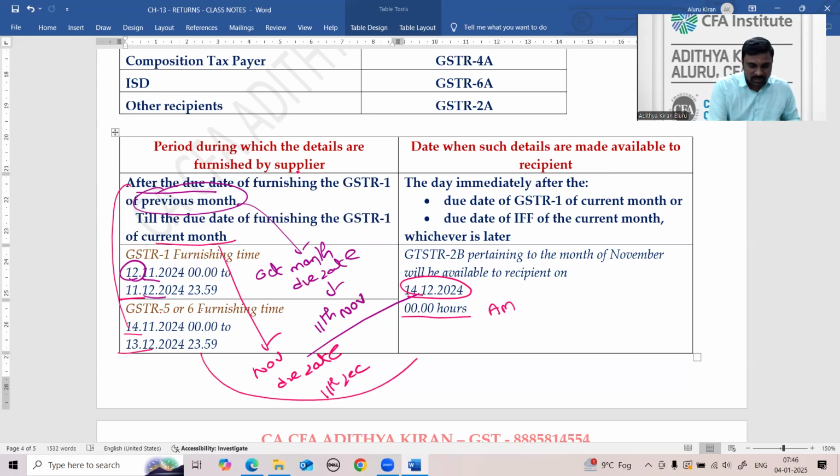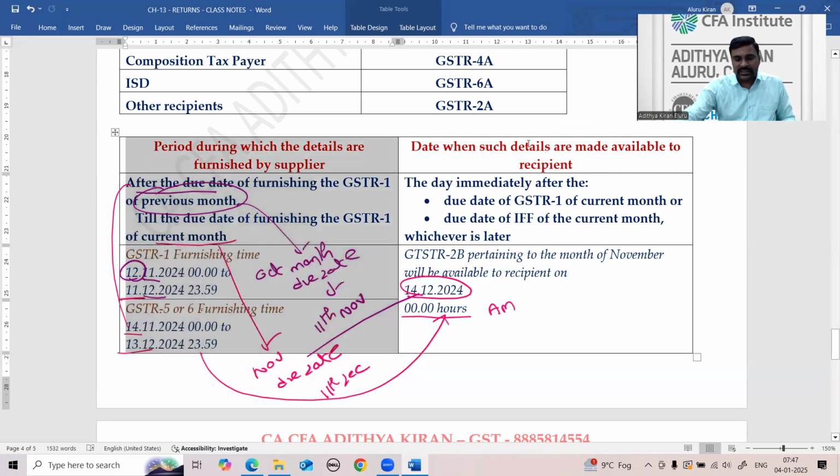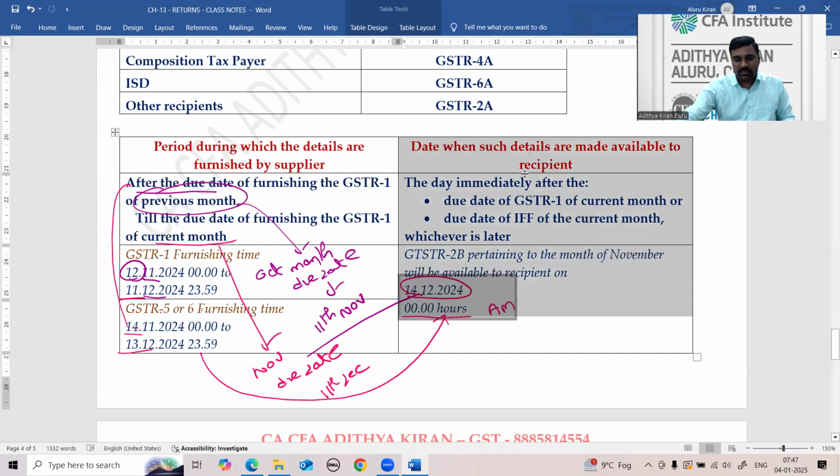Look at this. This is only 1 minute gap. 13th December night 11:59, immediately after you will get 14th December. Your calendar in the computer or in the mobile will change to 14th December. Correct. So this is the time period during which the details are furnished by the supplier, and this is the date when such details are available to the recipient.